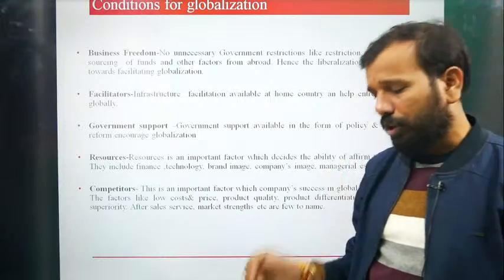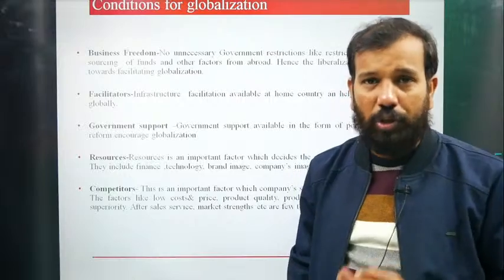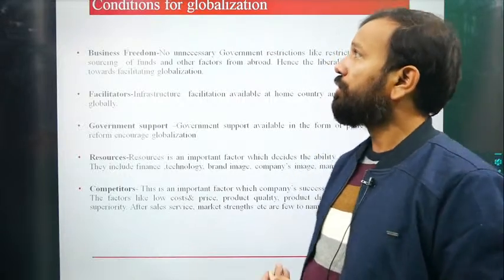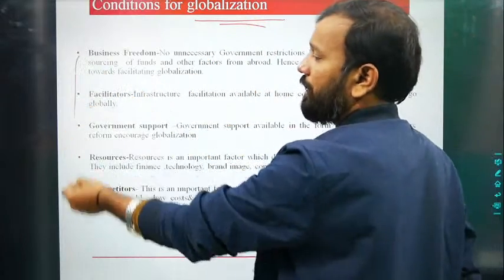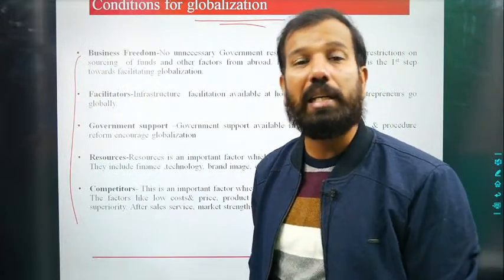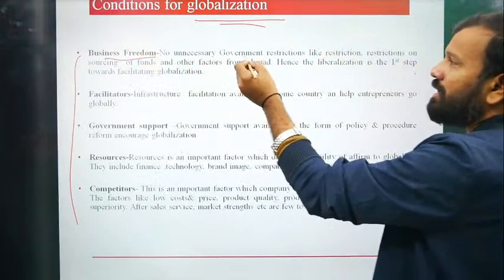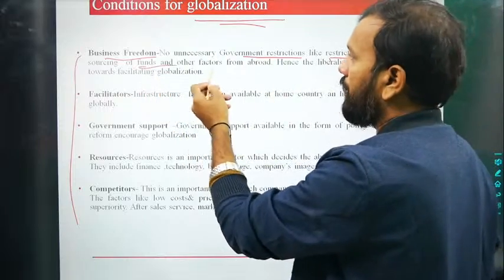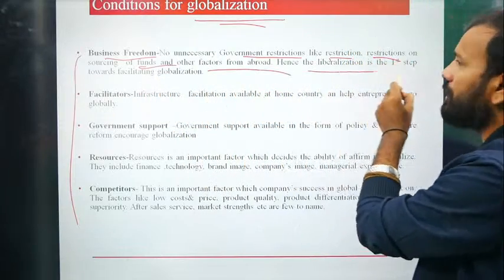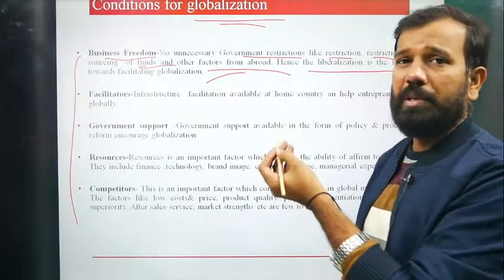When we look for globalization across the globe, we want to enter new businesses, and without these factors there are very few possibilities of globalization. First is business freedom. Yes, no unnecessary government restrictions, like restrictions on sourcing of funds and other factors from abroad. Liberalization is the first step that we have been discussing since the very first lecture. There should be certain business freedom.